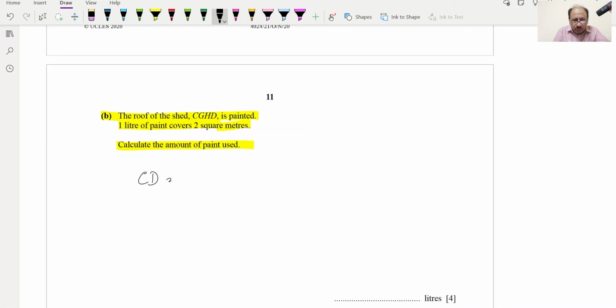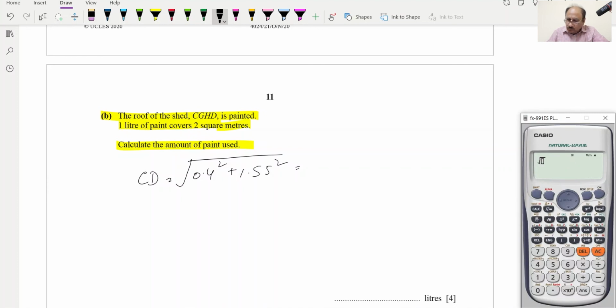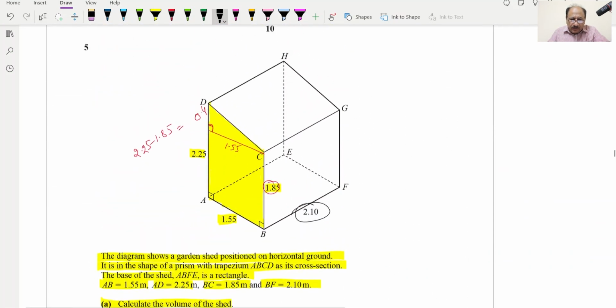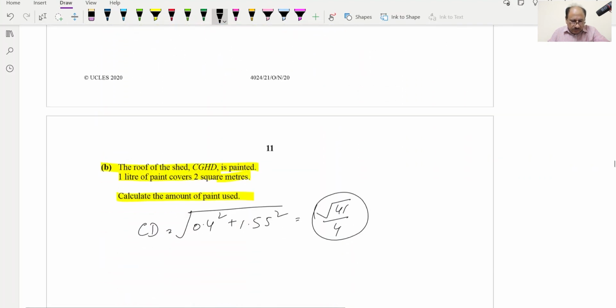So DC, or CD, will be equal to 0.4 squared plus 1.55 squared, all under root. This is equal to the root of 0.4 squared plus 1.55 squared, which is equal to root of 41 over 4. I'm keeping this as it is because I don't want to lose the decimal number. So this will be the face area, basically the roof of the shed.